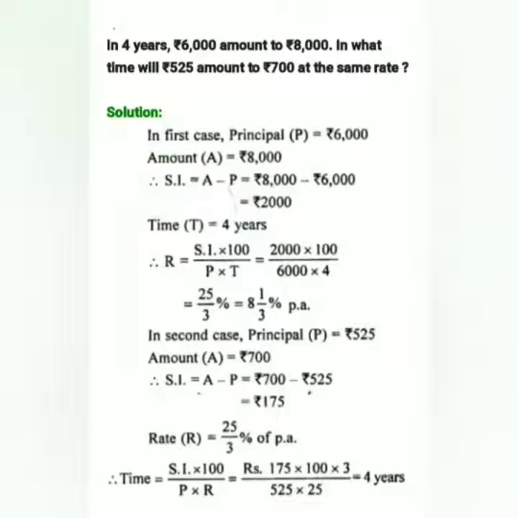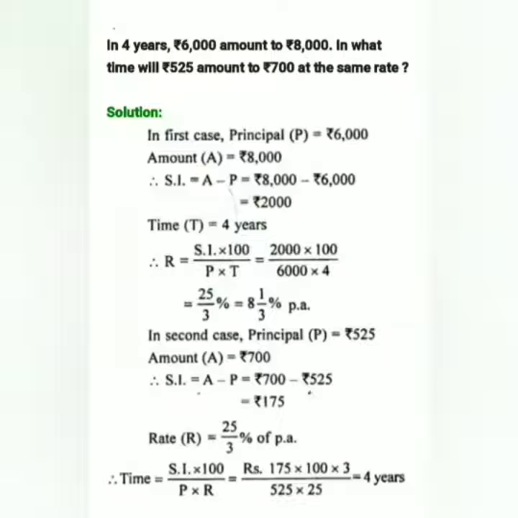In what time will rupees 525 amount to rupees 700 at the same rate? Now rate is given to us. The basic purpose of this question was that from the first part we have calculated the percentage of rate, and in the second part we'll be applying that percentage of rate only. And we'll be finding out the time. So the percentage of rate is 25/3% and the principal is 525 and the amount is 700.